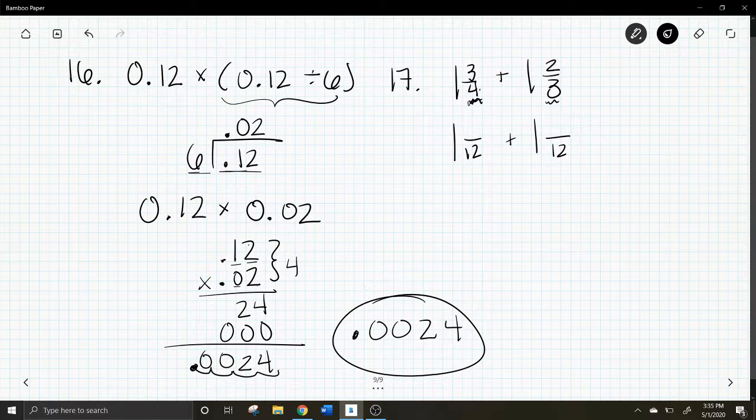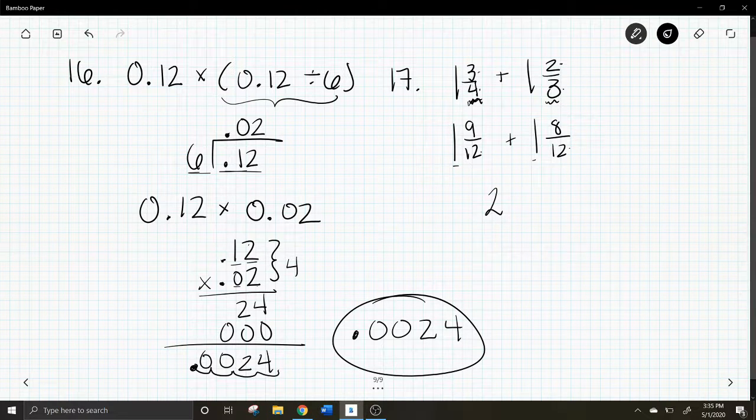To get from 4 to 12, we multiply by 3. So we do the same thing to our numerator. 3 times 3 is 9. To get from 3 to 12, we multiply by 4. So do the same thing to our numerator, and we would get 8. So then add your whole numbers, 1 plus 1.